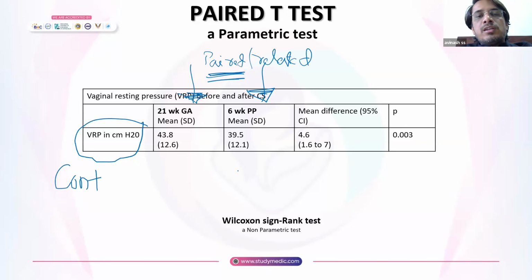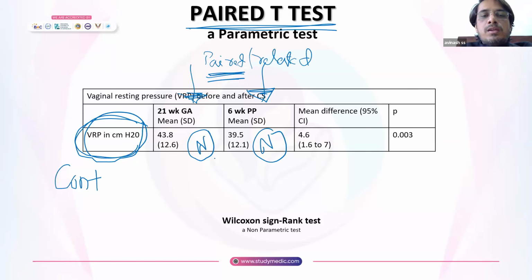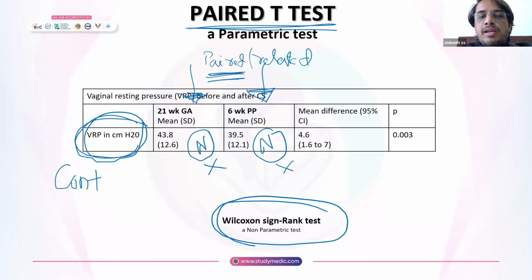In such a case, if you want to find out the significance of a difference in a continuous variable between two paired groups and that variable is normally distributed, the test used is the paired t-test. If it is not normally distributed, the alternative non-parametric equivalent to the paired t-test is called the Wilcoxon signed rank test, which is what we are going to use.